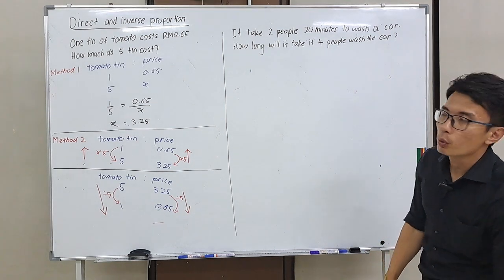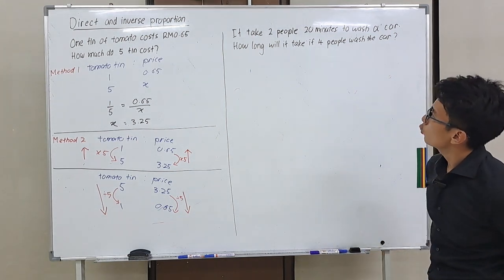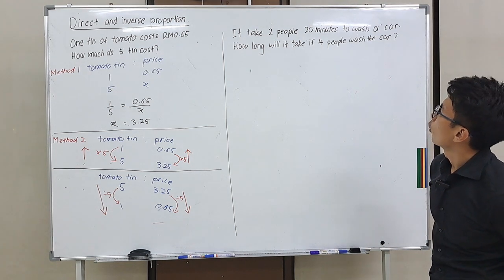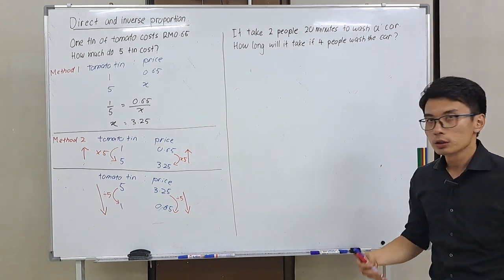So let's look at this word problem. It takes two people 20 minutes to wash a car. How long will it take for four people to wash the car?